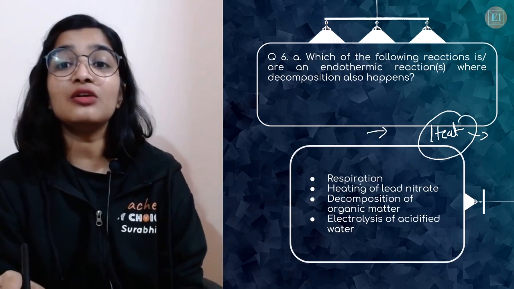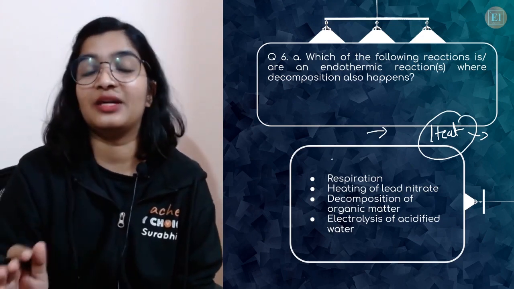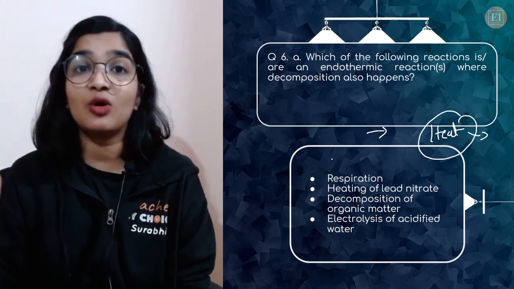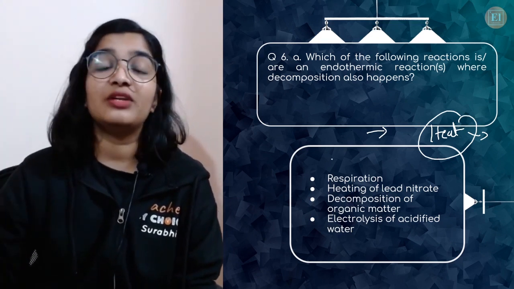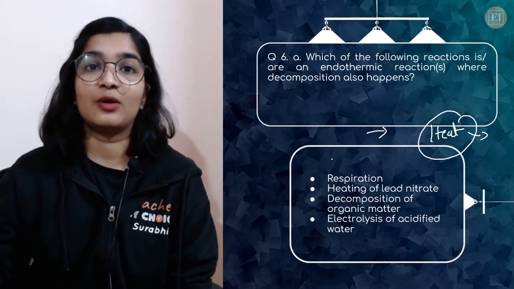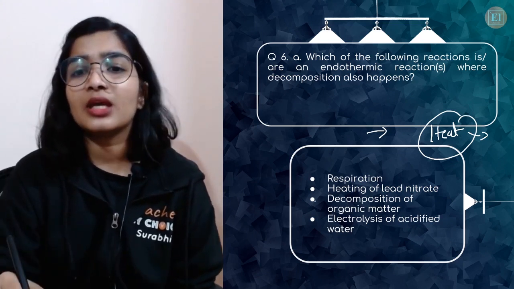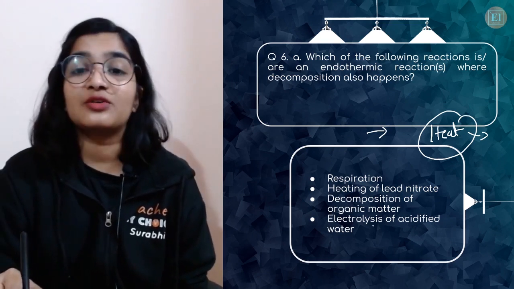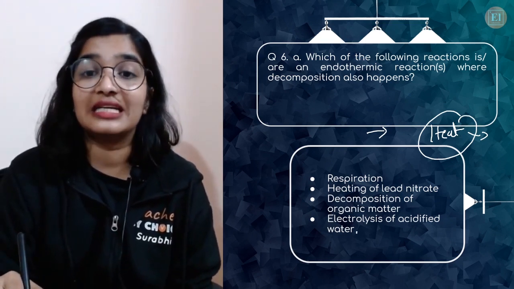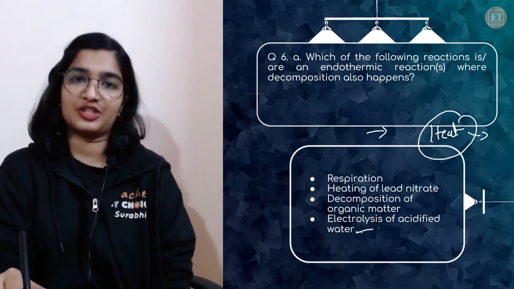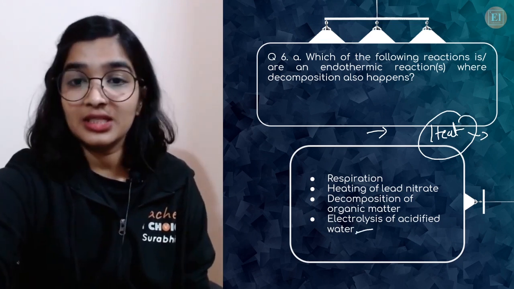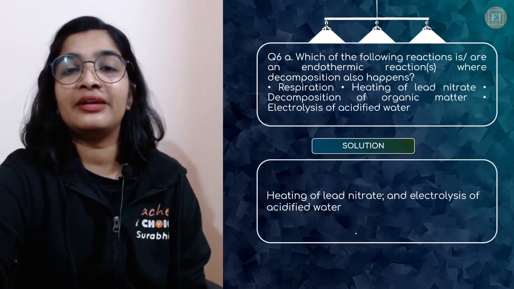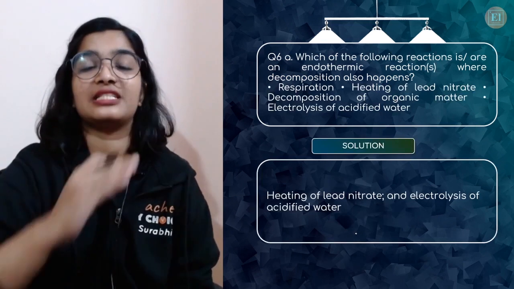So heating of lead nitrate, it is an endothermic reaction, because lead nitrate, Pb(NO3)2, will be decomposed into lead oxide. There will be evolution of nitrogen dioxide gas also. Decomposition of organic matter is again an exothermic reaction. Electrolysis of acidified water is an endothermic reaction. So options B and D will be the right answer, that is heating of lead nitrate and electrolysis of acidified water.